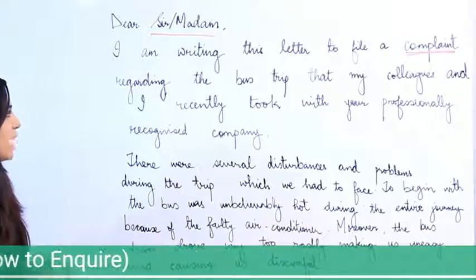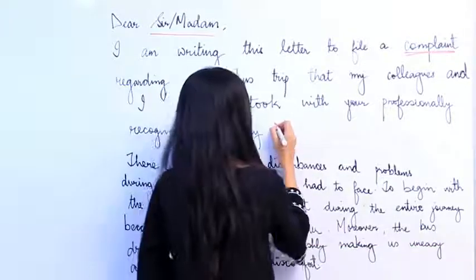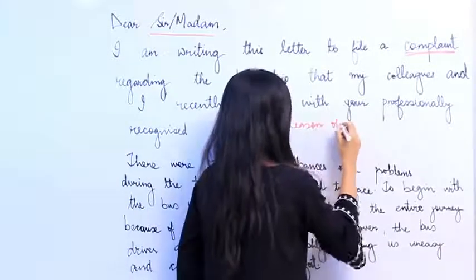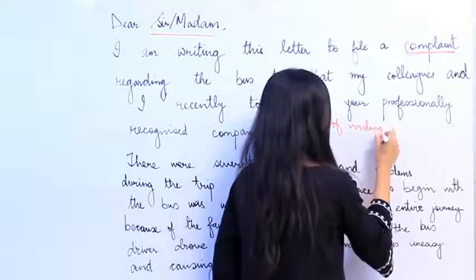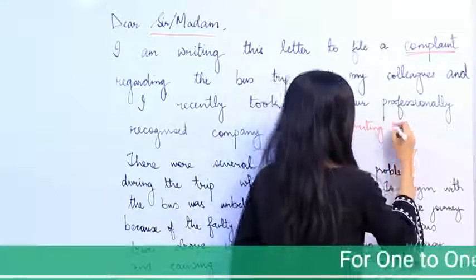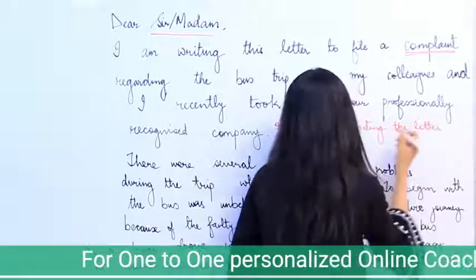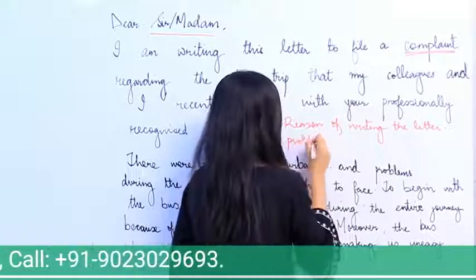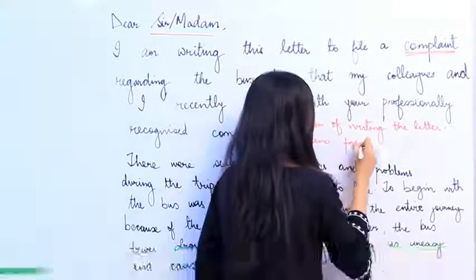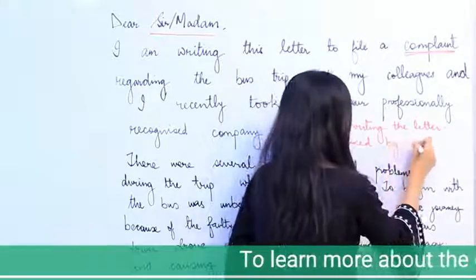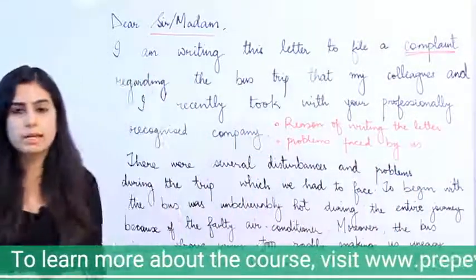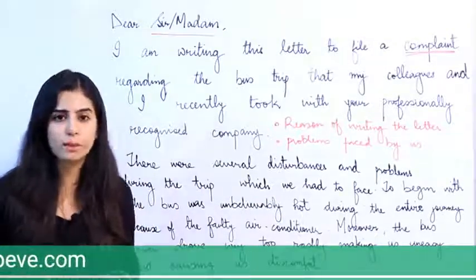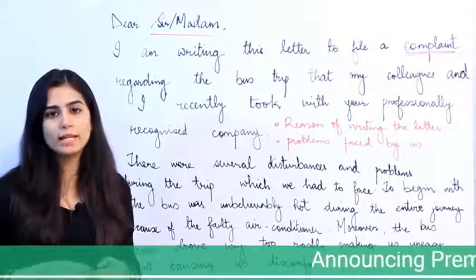So basically we have made clear in the very first paragraph the reason behind writing the letter. And in the second paragraph, we have mentioned the problems faced by us. Right? So, we have catered to both of these points, and that is how we have addressed the first part of task achievement partially. Moving on to the next bullet point.